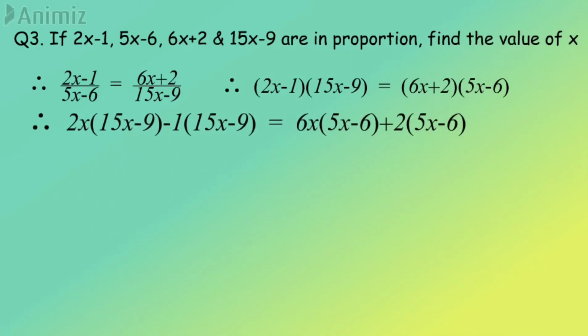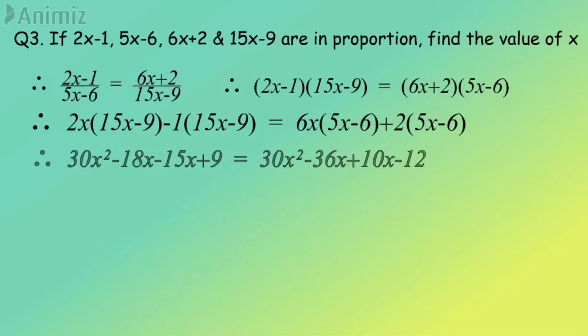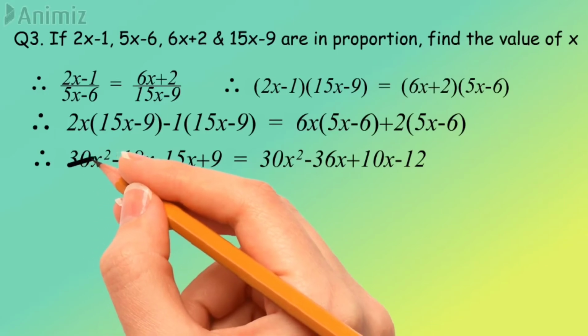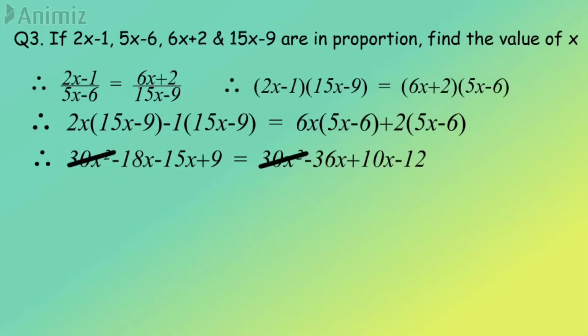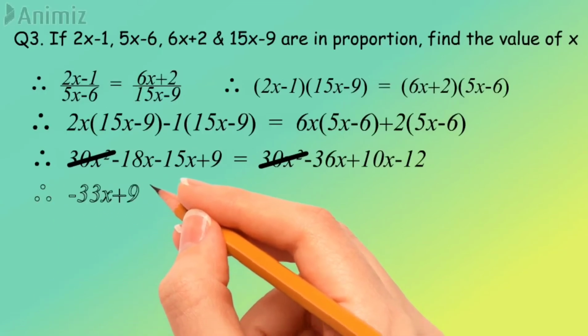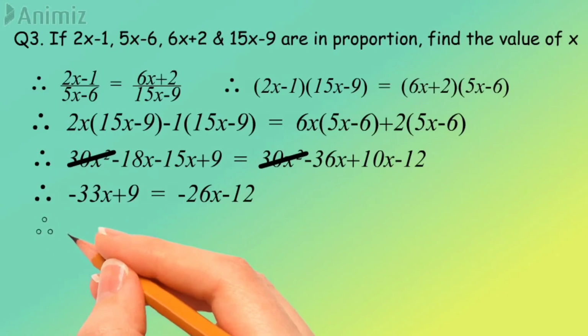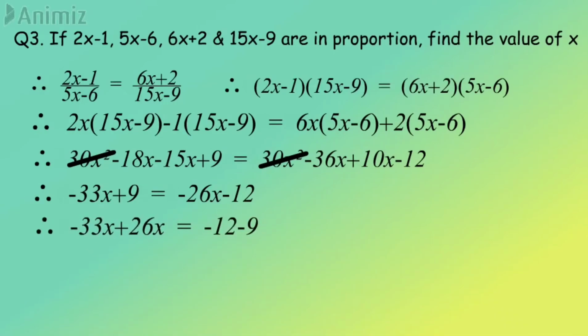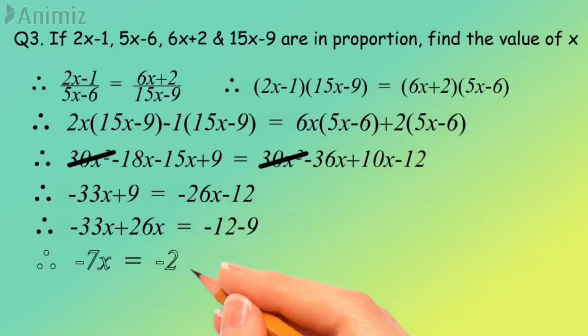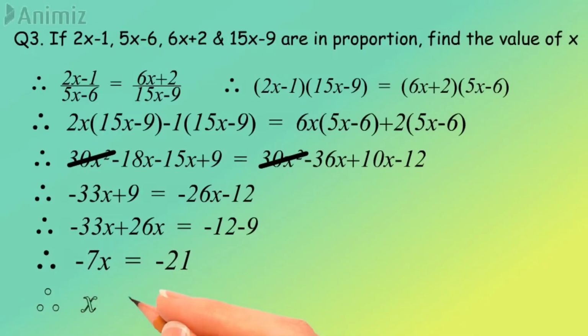Now you'll get 4 terms on the left hand side, 4 terms on the right hand side when you multiply each term with the bracket. So what are the 4 terms? Now 30x square is same on both the side. So you have to cancel 30x square on both the side. After cancelling, what you will get? Students, minus 33x plus 9 equals minus 26x minus 12. Transfer x on one side. On transferring, you will get this. Simplify this. On simplification, minus 7x equals minus 21. So your value of x is 3.